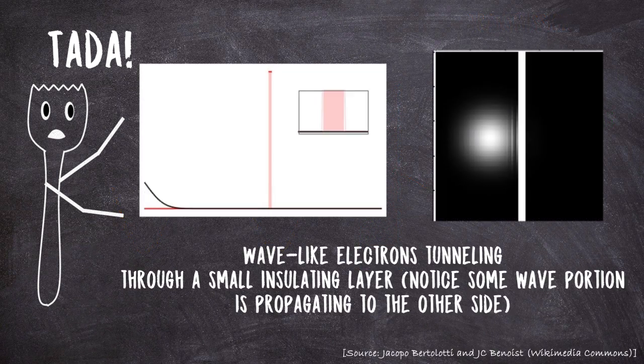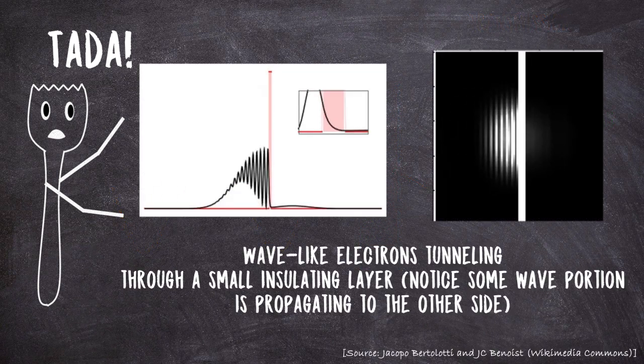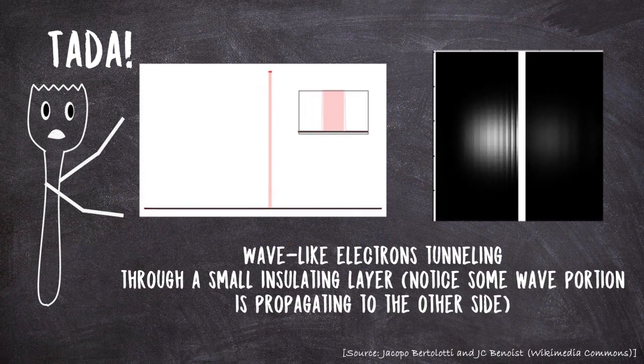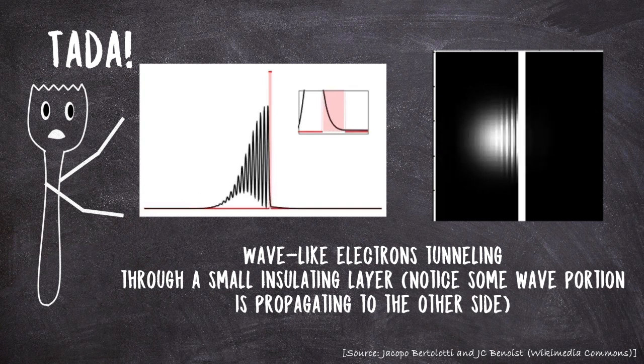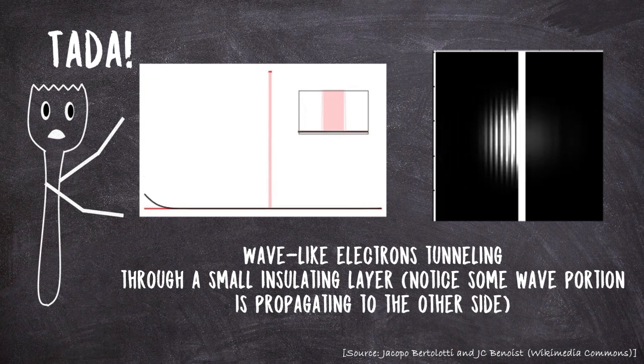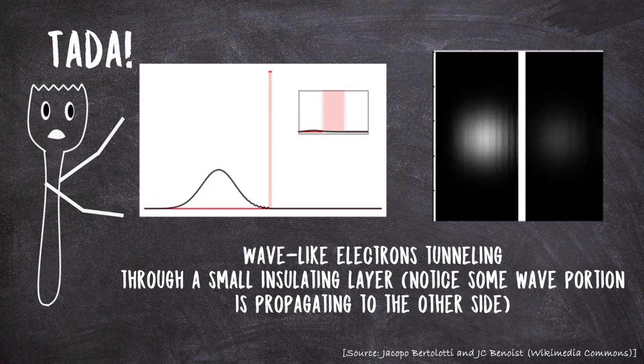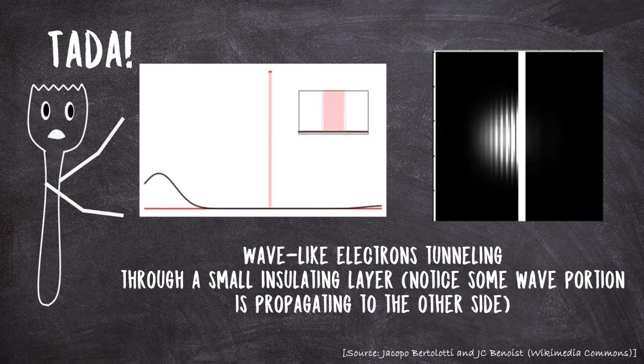And that's all quantum tunneling is. It's electron waves evanescently transmitting through a thin layer of insulating material. There's really no additional mystery there once we accept that electrons are these wavy things.